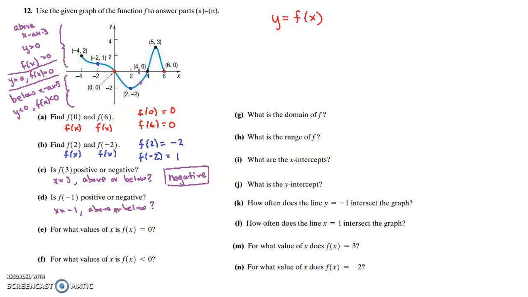So we go where x is negative 1, and we see that the graph is above. Okay, we don't know the exact value, but we can tell it's definitely above. It's definitely a positive y value, positive function value. So this one is positive.